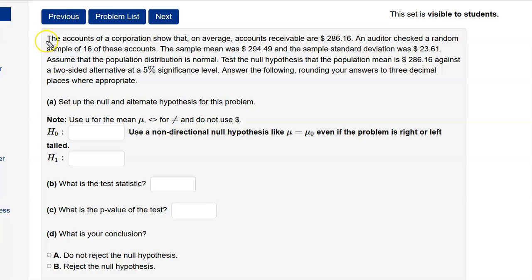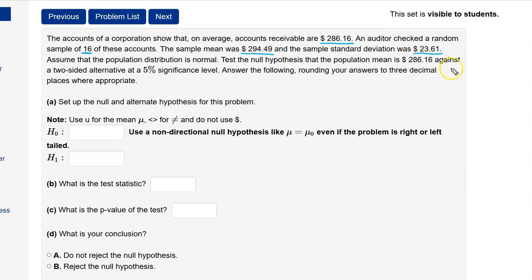Now let's take a look at another example from WebWork. For this problem, the accounts of a corporation show that on average accounts receivable are $286.16. An auditor checked a random sample of 16 of these accounts and found that the sample mean was $294.49, which is larger than this number.